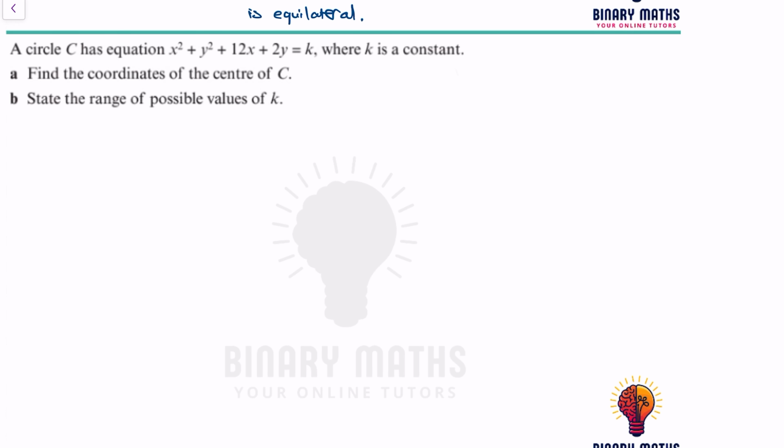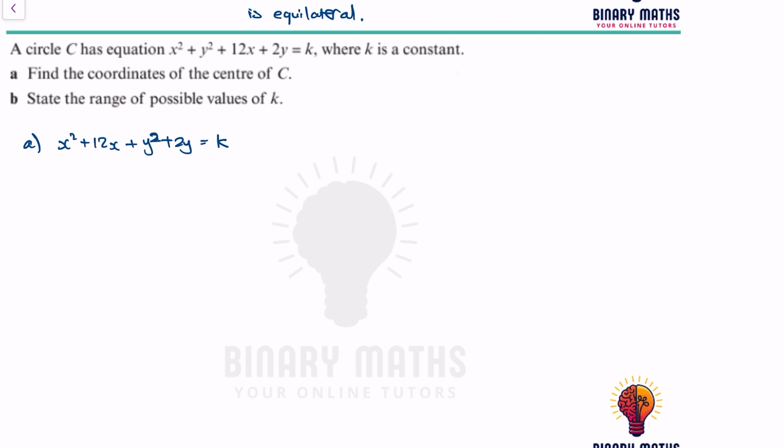Okay, the next question. A circle C has equation x squared plus y squared plus 12x plus 12y is equal to k, where k is a constant. Find the coordinates of the center C. Okay, I need to obviously get it in the correct form. So collect all your x's together. Collect all your y's together. Leave the k on the other side.